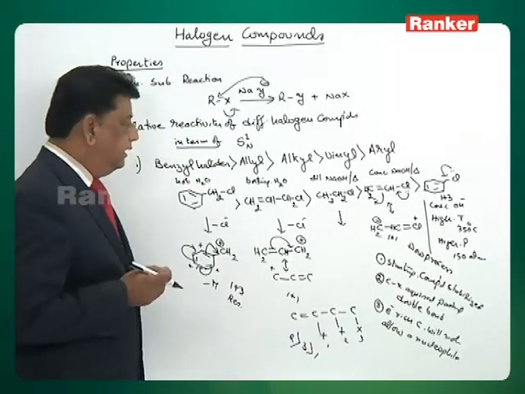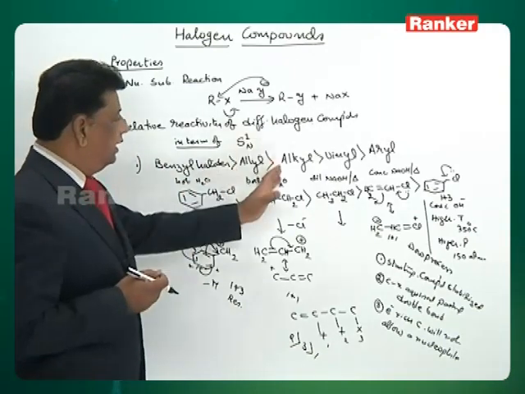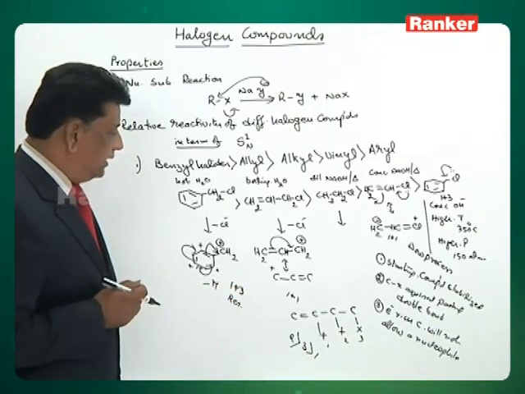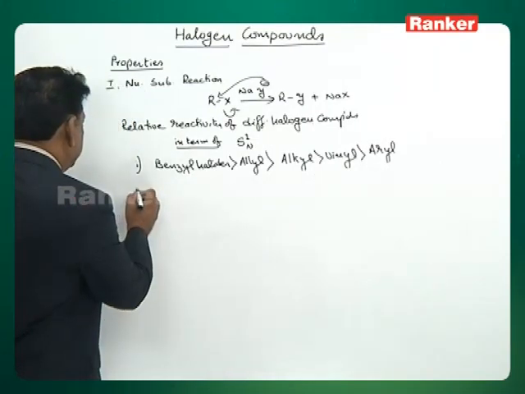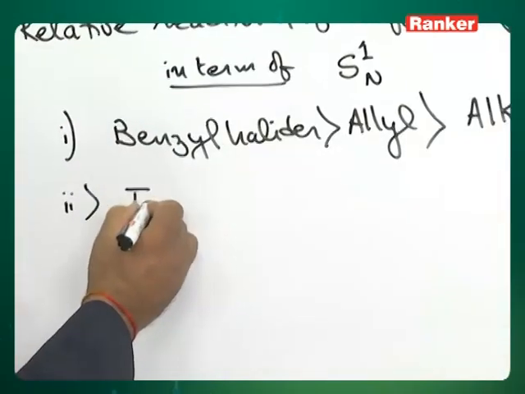In fact, it is nothing but allyl, followed by alkyl, followed by vinyl type. The three are given in this suitable example. So another example is, within the alkyl we have tertiary alkyl halides.